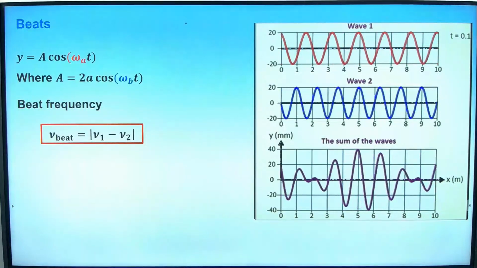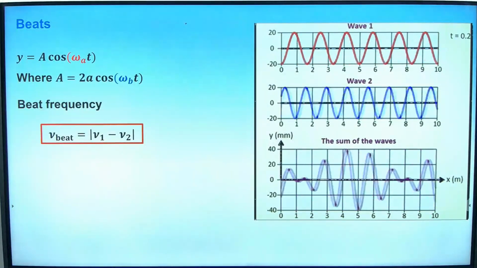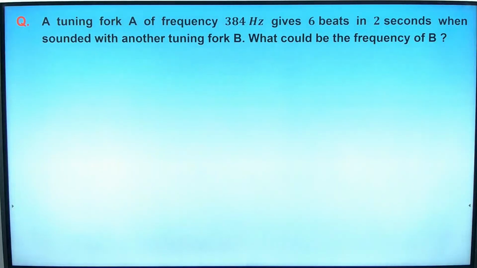Have you copied this? Okay. Now, first you answer this question. Think and answer. Very simple question. It could be 387 or 381, sir. It can be 381 or 387. Yes. Okay.